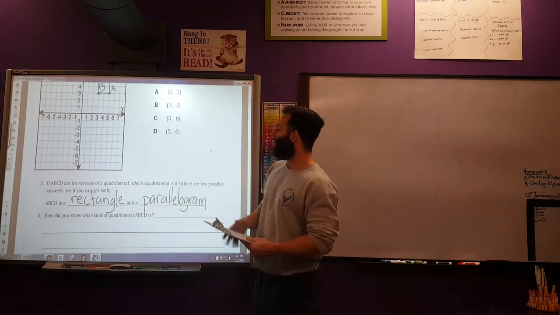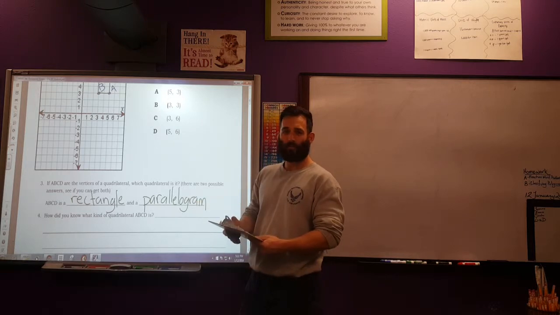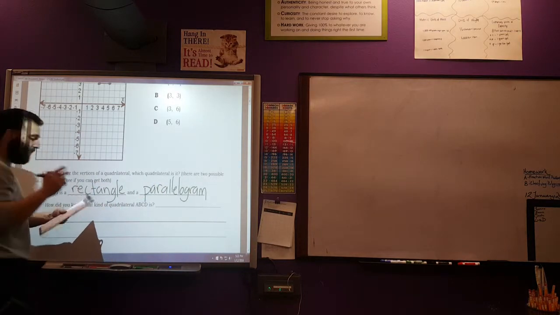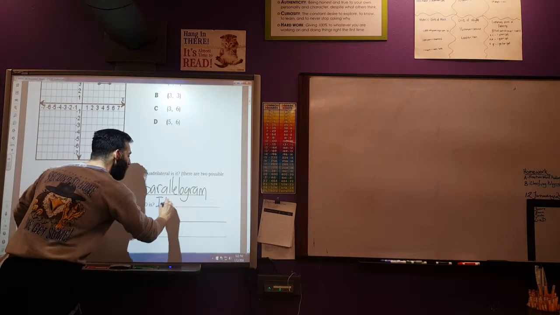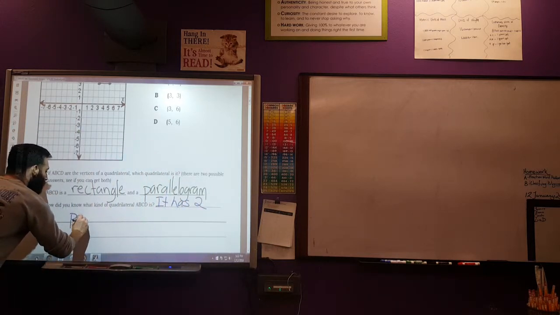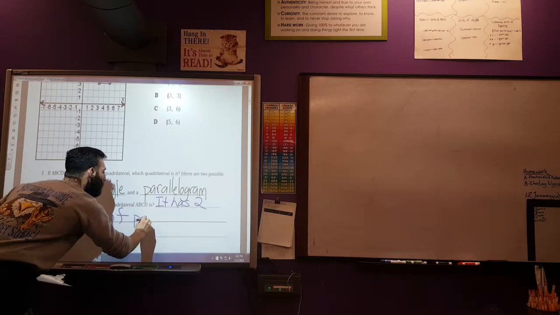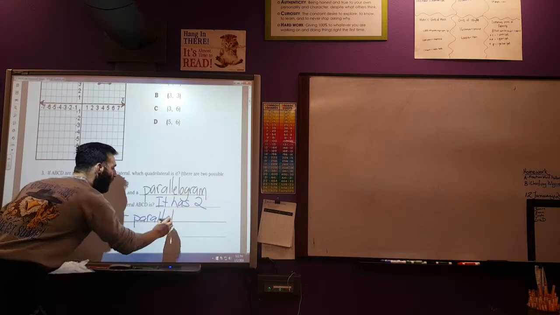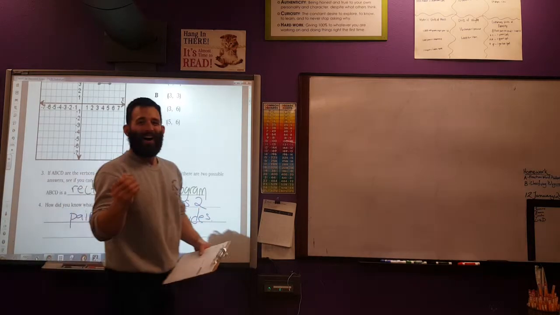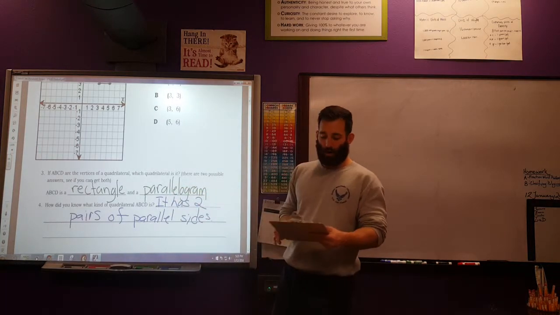So number 4 is asking me, how did I know what kind of quadrilateral A, B, C, and D was? Well, I knew it was a rectangle and a parallelogram because it has two pairs of parallel sides, and that should have keyed you in, if you were looking at your yellow sheet, that it was a parallelogram or a rectangle.